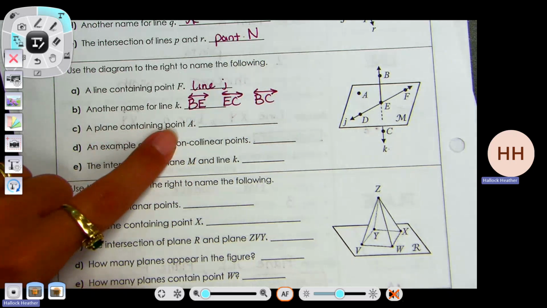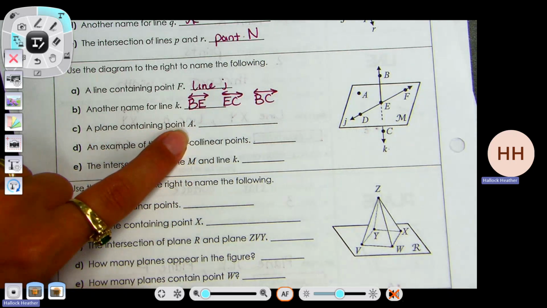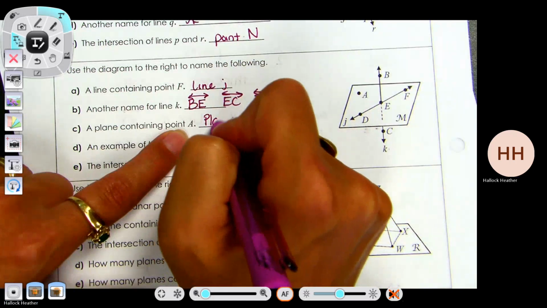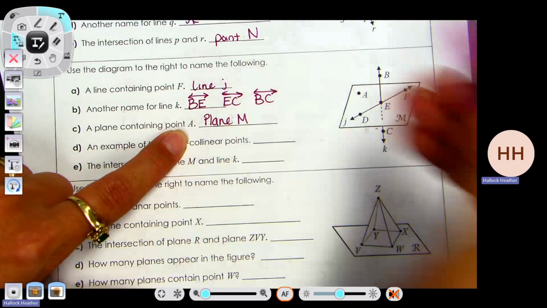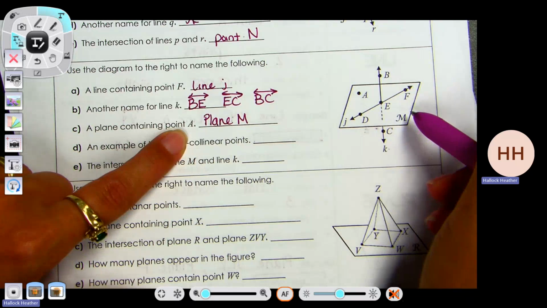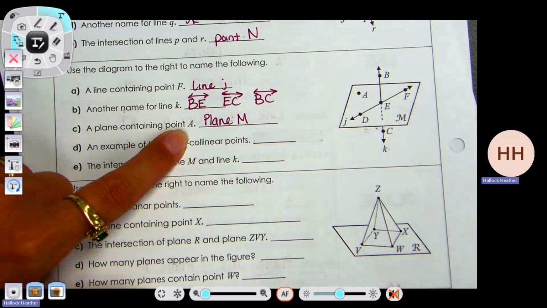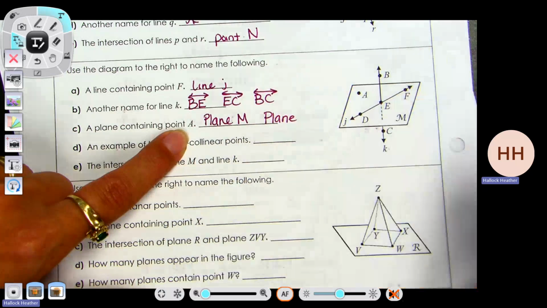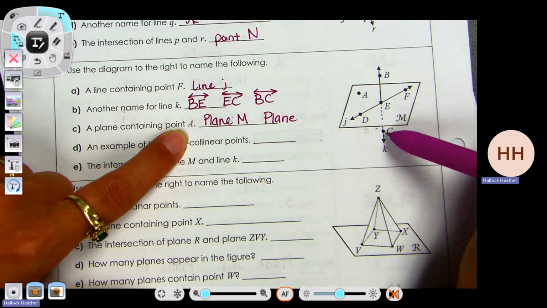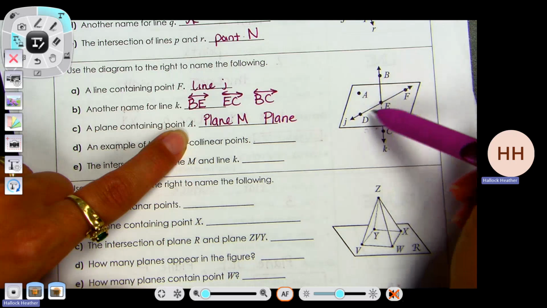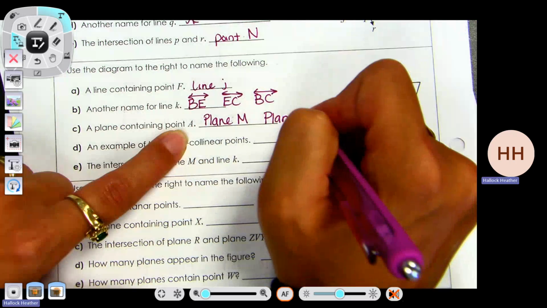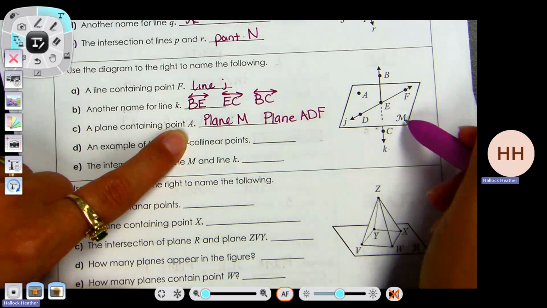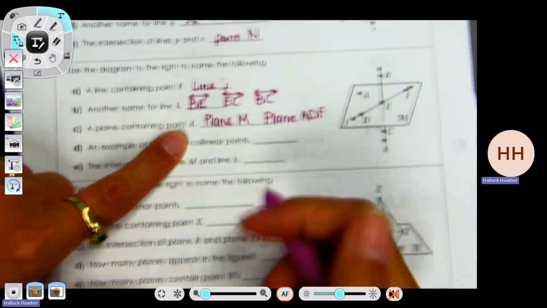A plane containing point A. You could say plane M because M is off to the side. If you're using three letters for a plane, they all need to fall on the plane. So if I was going to use three letters, the only ones I could not use are B or C. I could use any combination of A, D, E, and F. So I could say like A, D, F. But you can't use M. M's not a point. B and C are off, so can't use that.